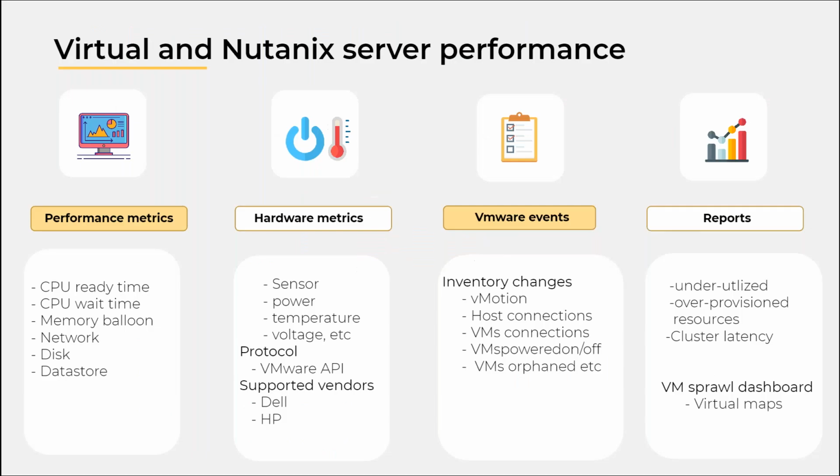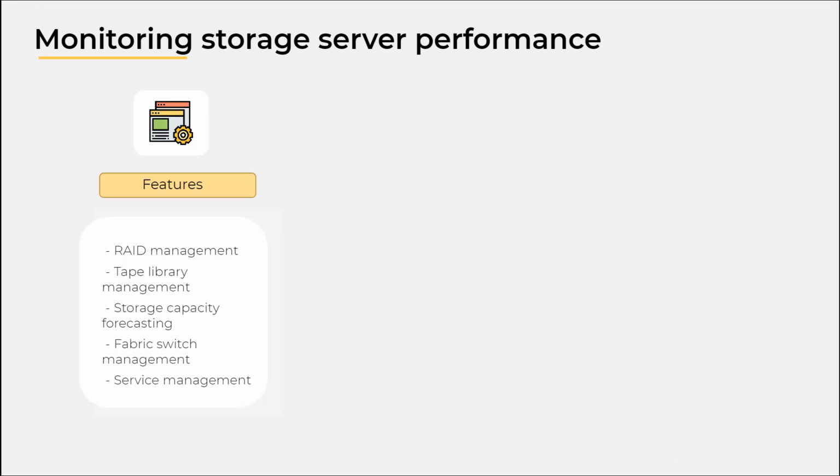Now that we have seen how the virtual and Nutanix server performance works on OpManager, next we see the storage server performance. OpManager gives you an additional feature called storage performance, where in case you have any storage devices in your infrastructure, you can monitor them. The various features are RAID management, tape library management, and storage capacity forecasting. Yes, we give this forecast report. And in case you have an FC switch, then you can also manage your FC switch.